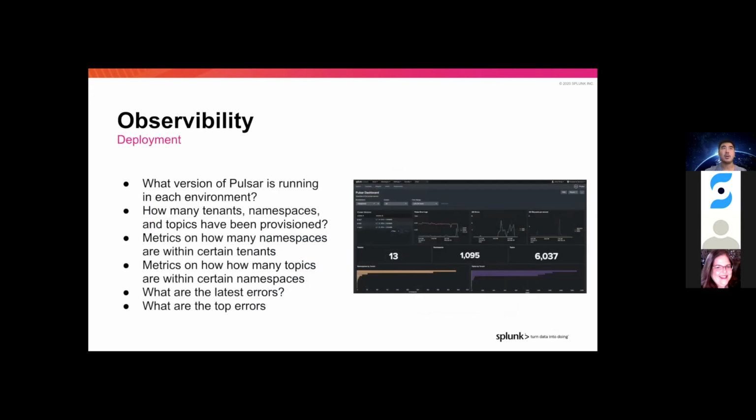Deployment. We have observability for deployment. We have dashboards created in the Splunk interface to tell us what version of Pulsar is running, how many tenants there are, and so on and so forth, and metrics on what the top errors and latest errors are. So we built a number of dashboards in Splunk itself to give us visibility into our deployment of Pulsar and Flink, to make sure that we know exactly what is deployed in our different environments.